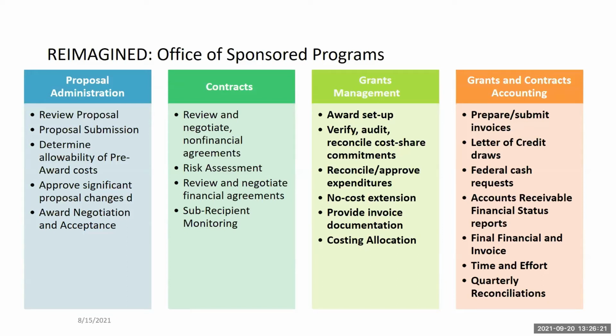Grants management and grants and contract accounting is where you'll see the biggest change. For your grants management areas, you would know exactly who you're working with. Grants management deals with the award setup. They verify, audit, and reconcile your cost share commitments. Now, they do not track your cost share commitments. That's a responsibility that lies with the administrative support for the principal investigator. But they also reconcile and approve expenditures. They approve your no-cost extension.